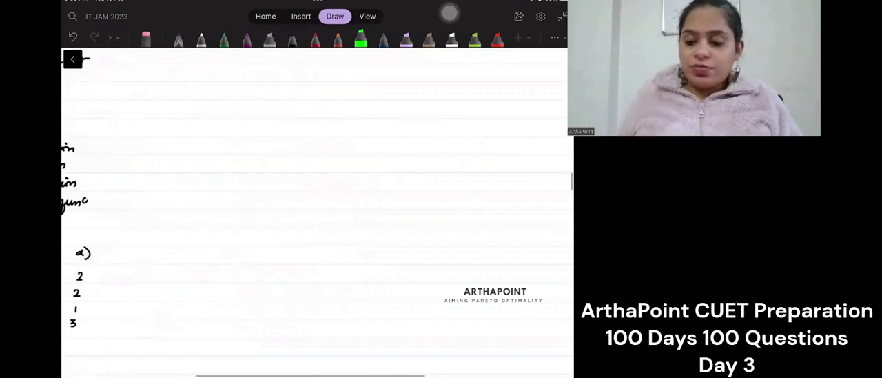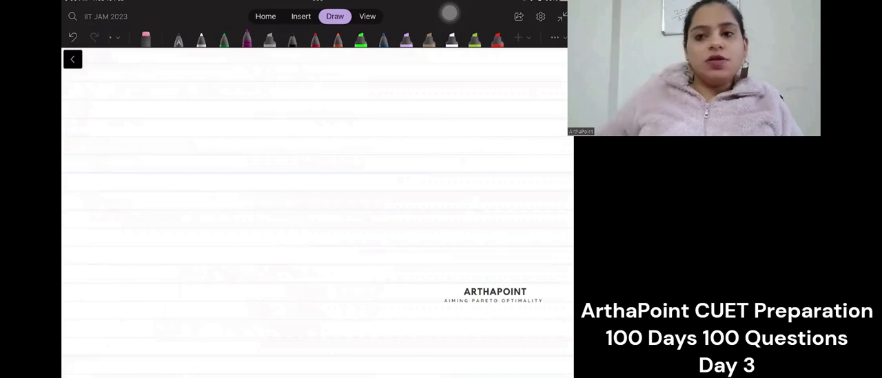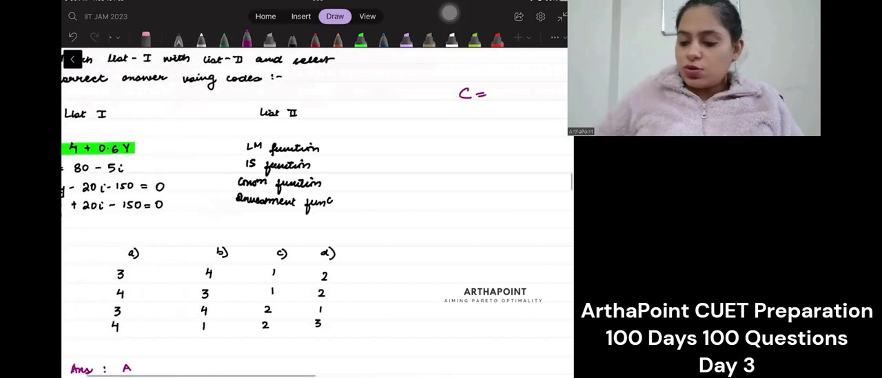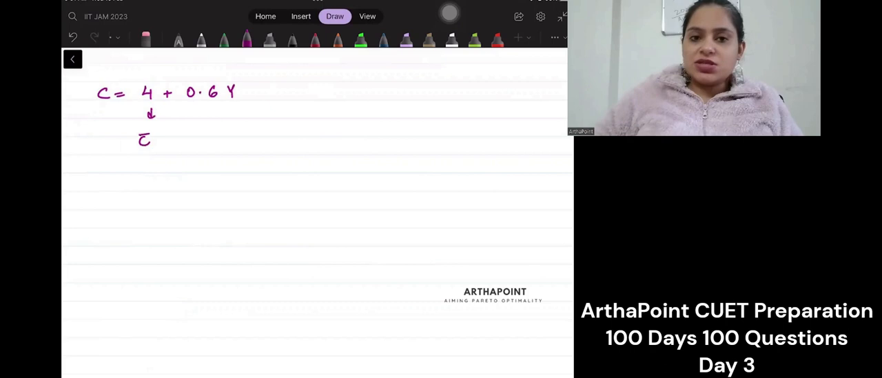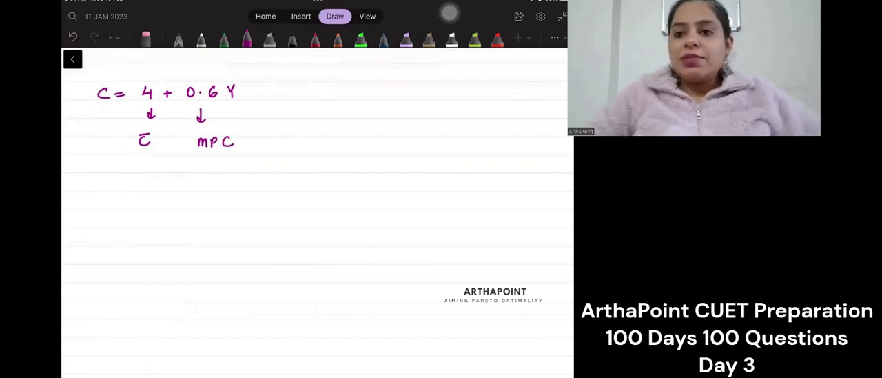I would like to give you some additional information here. देखो, C is equal to 4 plus 0.6y. We know that this is C bar, autonomous consumption. We know that this is marginal propensity to consume, MPC. ठीक है? अच्छा, एक बात सोचो.